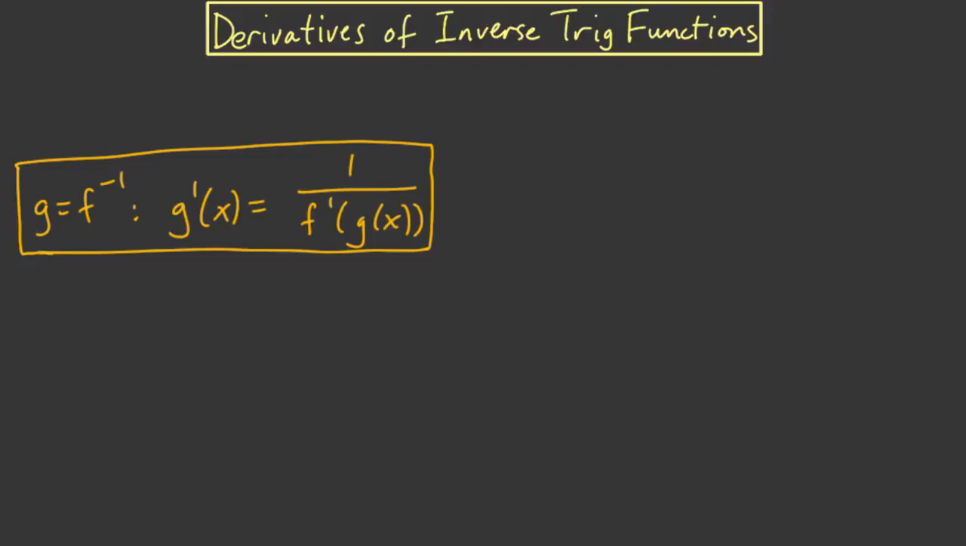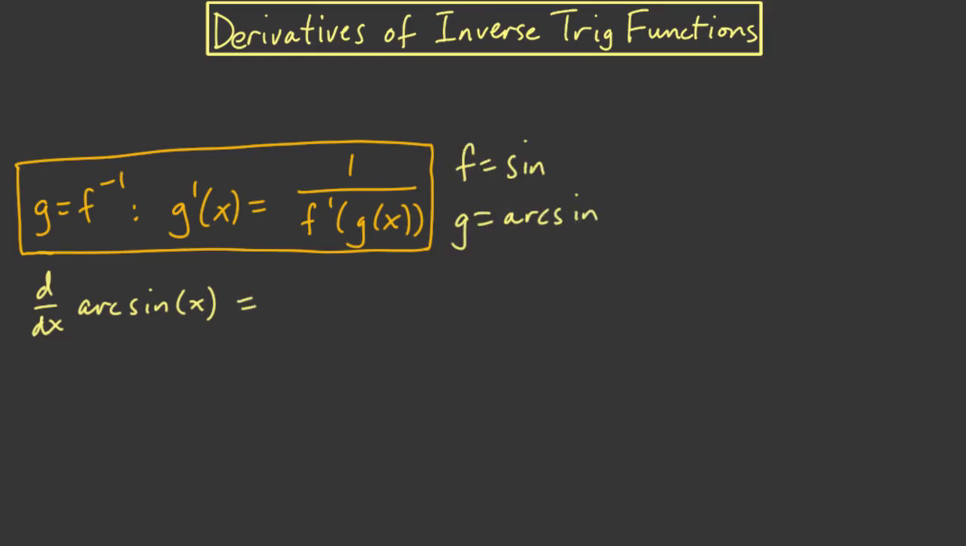In our last video, we derived this formula for the derivative of an inverse function. If g is f inverse, then g prime of x equals 1 over f prime of g of x. Now let's use that to calculate the derivative of the arcsine function. This, of course, is the inverse of the sine function. So in the formula we have, f is the sine function, and g is the arcsine function.